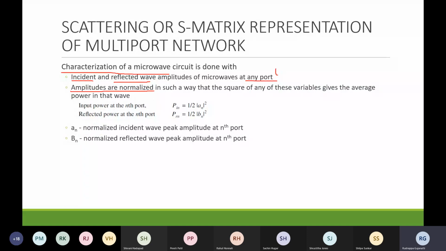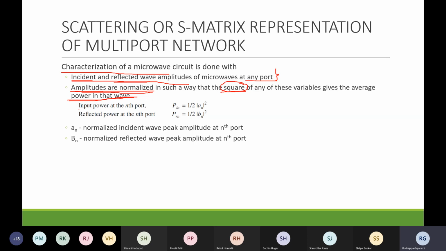So that is the incident and the reflected parameters. What we are considering is the normalized parameters. When we normalize these incident and reflected wave amplitudes, we normalize them in such a way that when we consider the square of those wave amplitudes, we obtain the power in that wave at that port. The normalization is done in such a way that when you take the square of those normalized amplitude values, we obtain the power in that wave at the port you are considering.